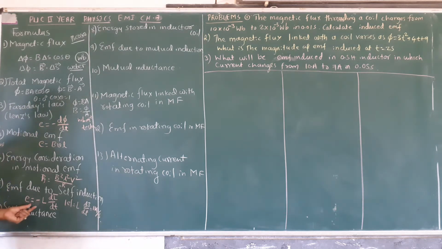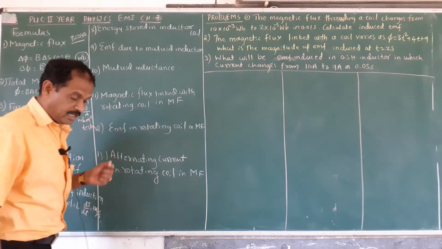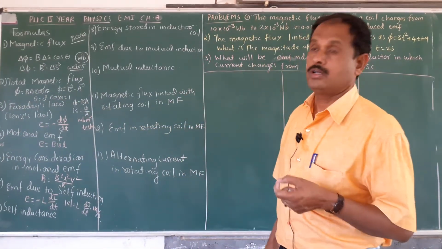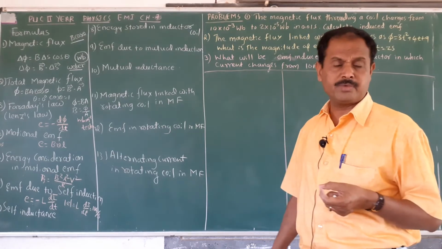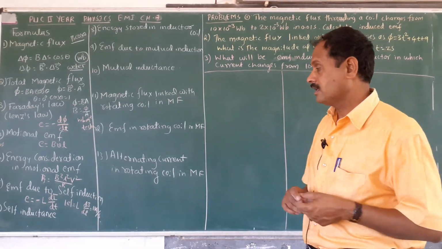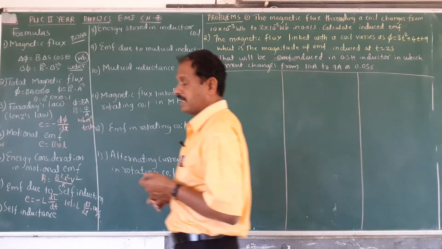The EMF is induced in a coil as E is equal to minus L di by dt. What is the self-inductance? Self-inductance of the coil is the EMF induced in that coil due to the unit rate of change of current. It means the rate of change of current is 1 ampere per second. Like that you have to explain this one.